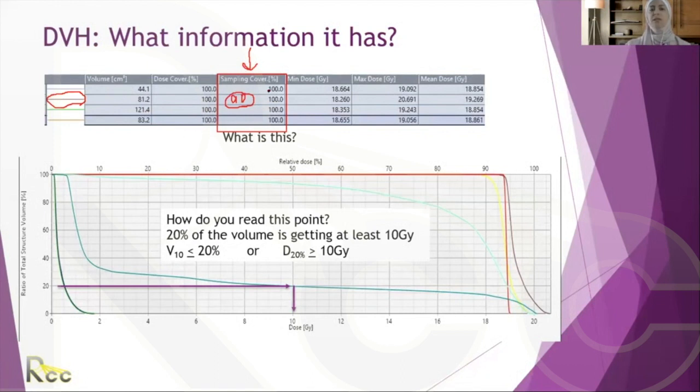So what you want to see is 100% of your organs are being covered by the calculation grid. This is what it means.